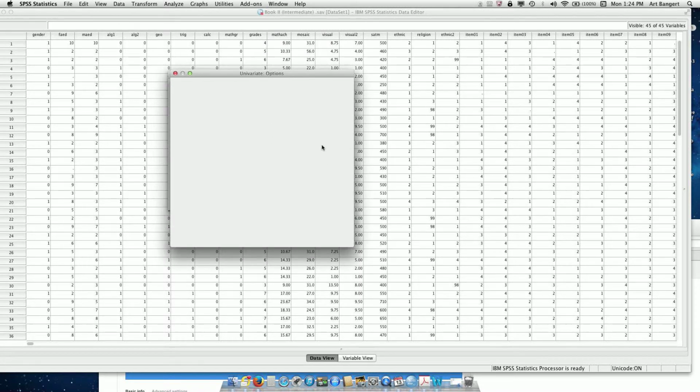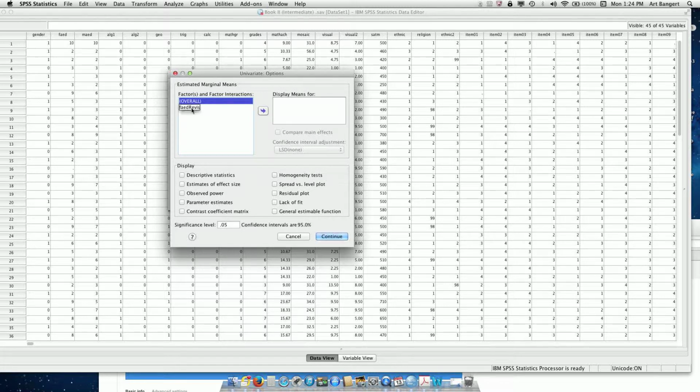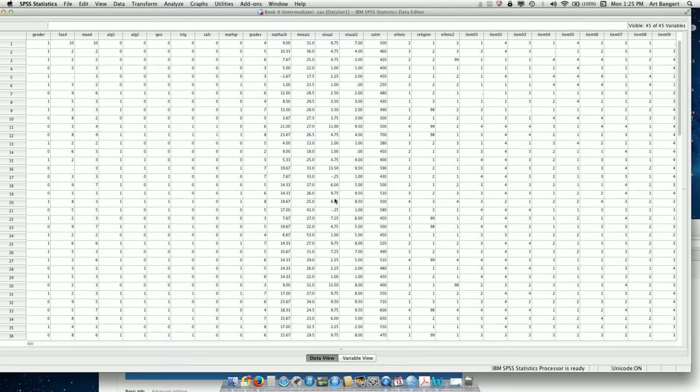And one last thing that we want to do is check various options that we want on the output. So we'll take father's education revised and move it into the display means box. We'll check descriptive statistics and estimates of effect size and observed power. We will cover these topics in class as part of our interpretation of the output. And then we will click on homogeneity tests, and that should provide us the information that we want for this particular analysis. And then click on continue, and then click on OK.